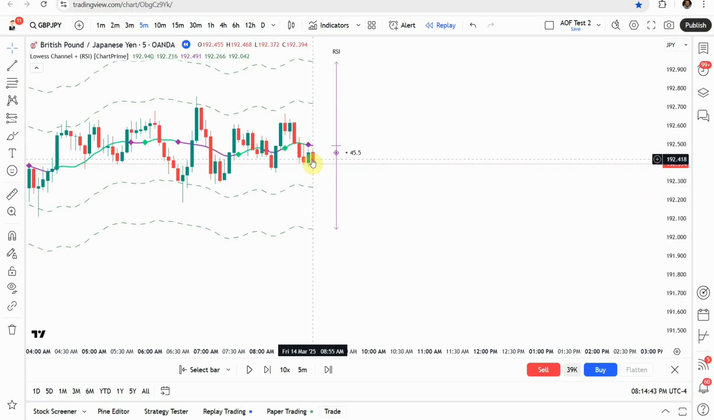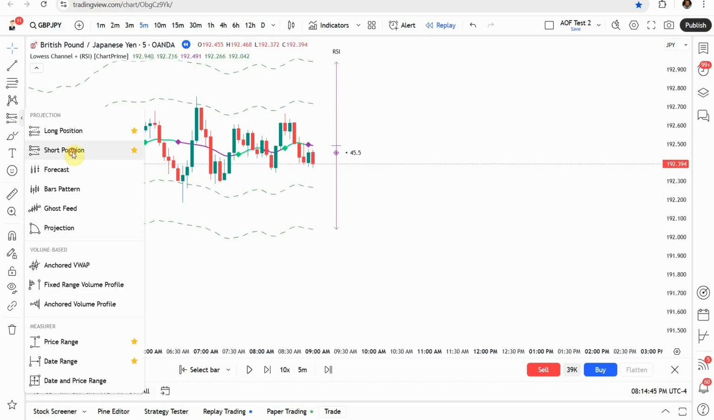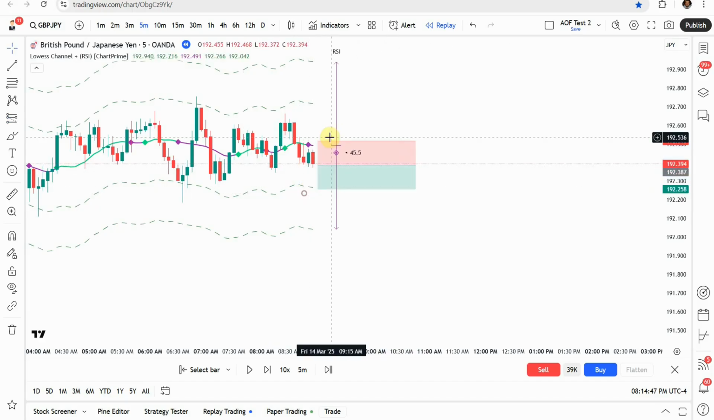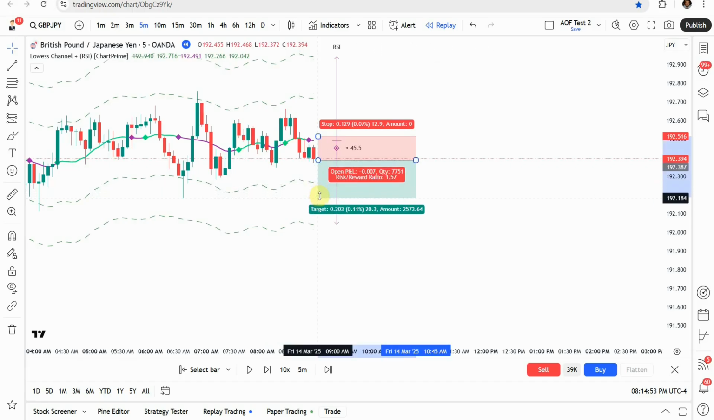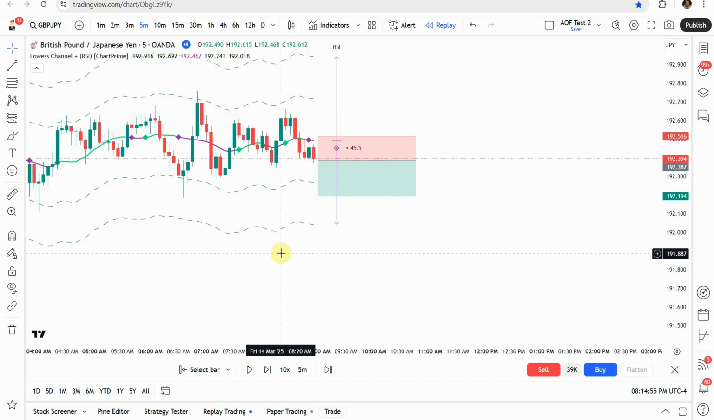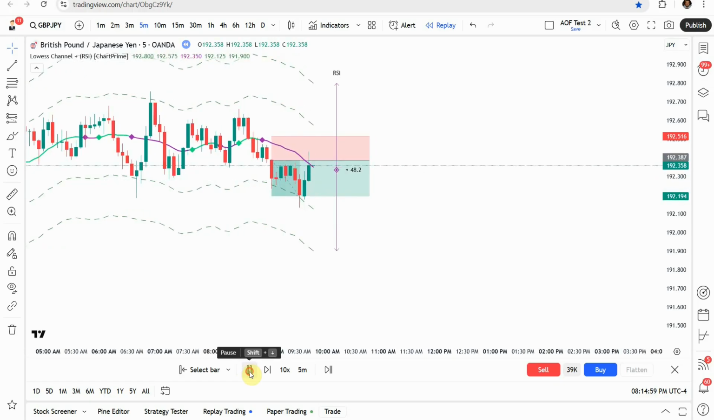And so right there would be our signal to enter into a short. We'd put our trade right here. We'd put our stop just right above this little pivot that was formed here. And we're going to target a 1 to 1.5 risk reward, putting it right about there. Let's go ahead and play this forward and see how it plays out.